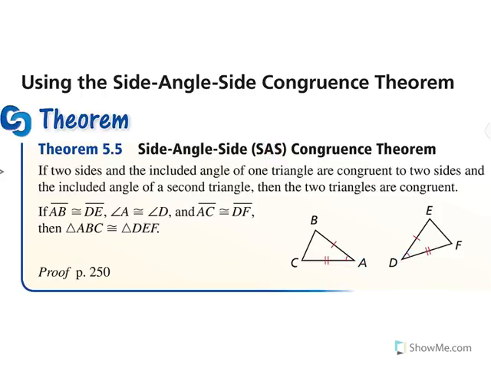So once we're able to determine that we have two pairs of congruent sides, and the angle between those pairs is the same, then we can automatically make the statement that the two triangles are congruent to each other. Even though we don't know that BC and EF are congruent, and we also don't know if the other two sets of angles are congruent, just because of this theorem, I can automatically know the two triangles are congruent to each other.